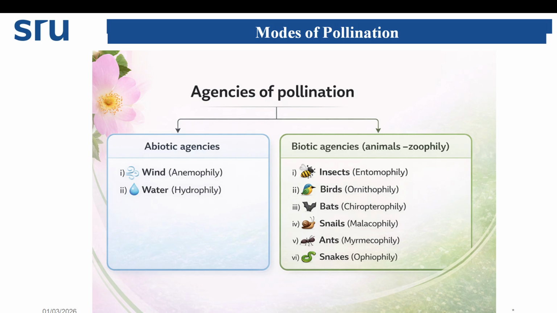Again, the agencies we have seen: pollination through wind, that is anemophily; pollination through water, that is hydrophily; and some biotic agents, through insects, entomophily; through birds, ornithophily; through bats, chiropterophily; through snails, malacophily; through ants, myrmecophily; and through snakes, ophiophily. So these are some terms given to the agencies of pollination.